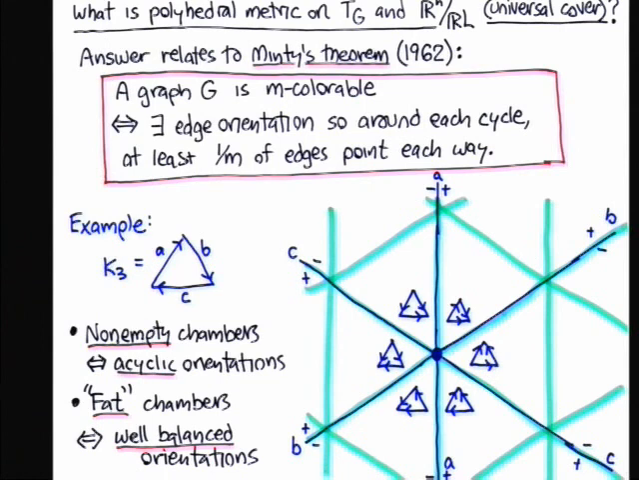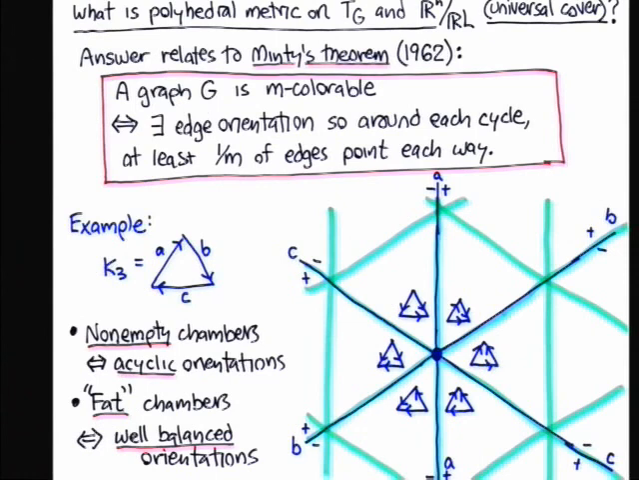But Minty was interested specifically in ordinary M colorings of vertices of graphs. And he proved in '62 that one criterion for a graph being M colorable is that there be a way of assigning edge orientations so that as you went around every cycle and looked at how many edges are going the wrong way, how many edges are going the right way, the ratio is fairly balanced.